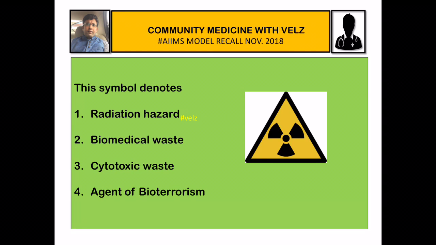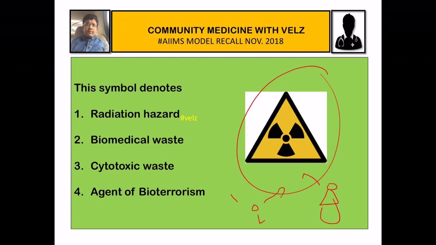Next, what does this symbol denote? You can see what this is. It is like some light. So you have gone to a lighthouse. The lighthouse. So it is like some light hazard. Light, we can remember it as radiation. On a yellow background, there are black rays spreading. Radiation hazard. How can you differentiate it?